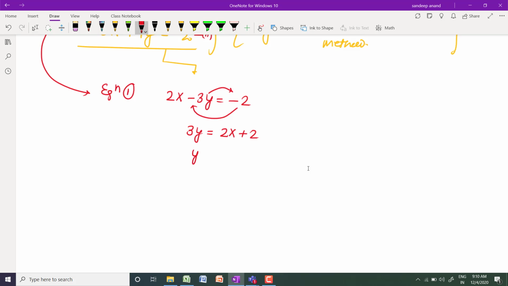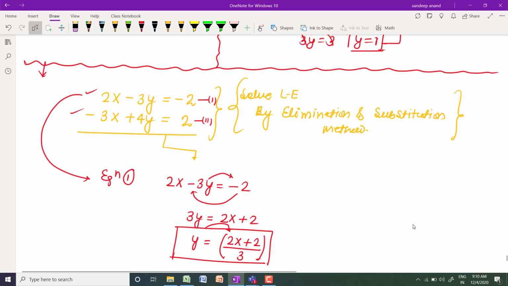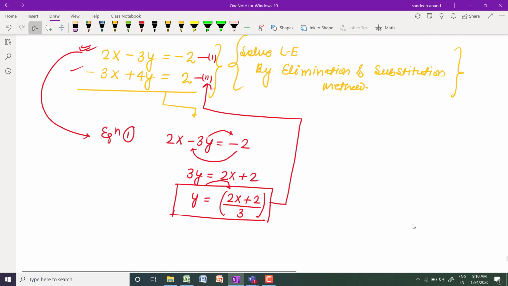Now what is the y variable value in terms of x? It is (2x plus 2) divided by 3. This is the y variable value in terms of your x variable value. Since I calculated this y value from equation number 1, I am going to put it in equation number 2, not in 1, because if you do so, you will get 0, because all parameters will cancel out. So from where you calculate, you need not put it in that same equation, you put it in a different equation.